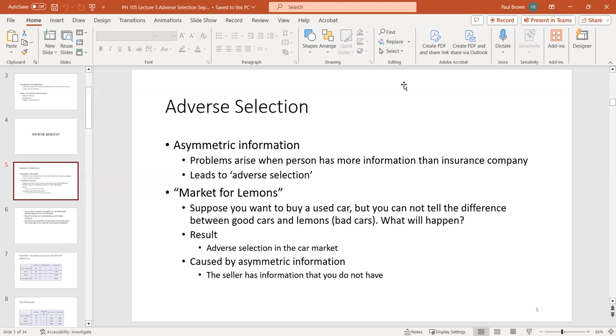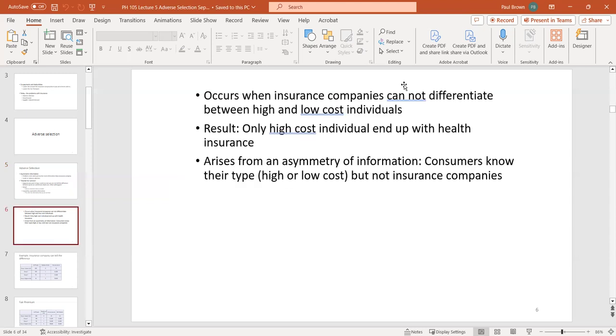It means if you're in a situation where you can't tell the quality, all the good cars get driven out of the market, and the only cars left are bad cars. That's called adverse selection. It occurs in health insurance, where you have healthy, low-cost people and unhealthy, high-cost people trying to buy insurance. The person knows what type they are, but the health insurance company doesn't. So let's say the healthy people are going to cost $5,000 a year, and you unhealthy people on this side of the room, sorry, people, are going to cost $10,000 a year.